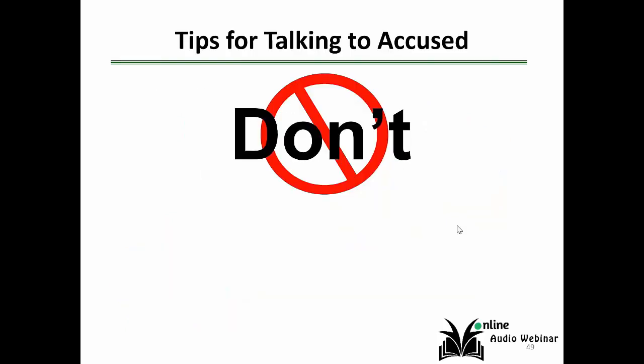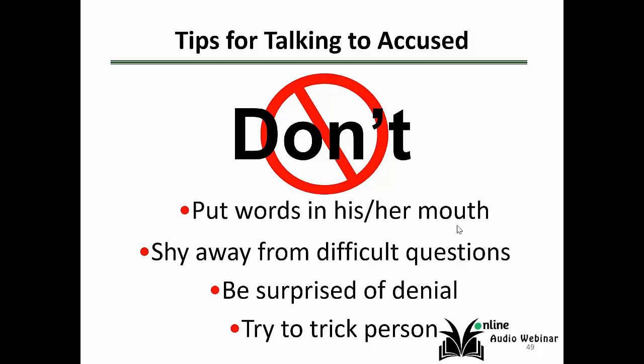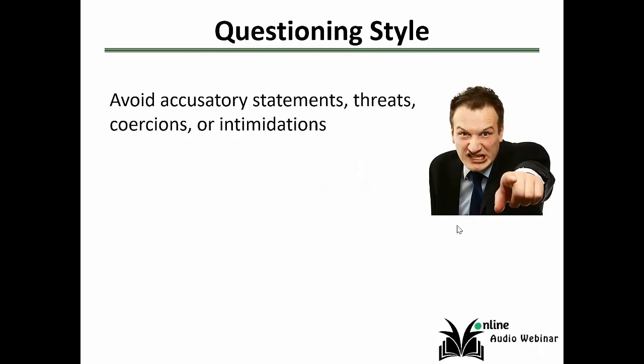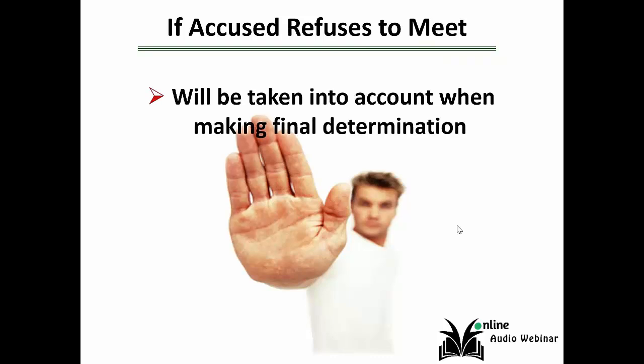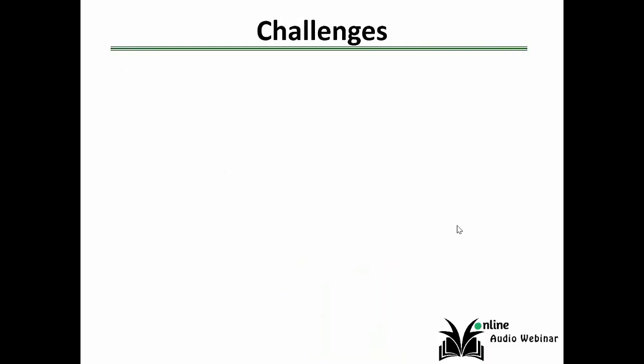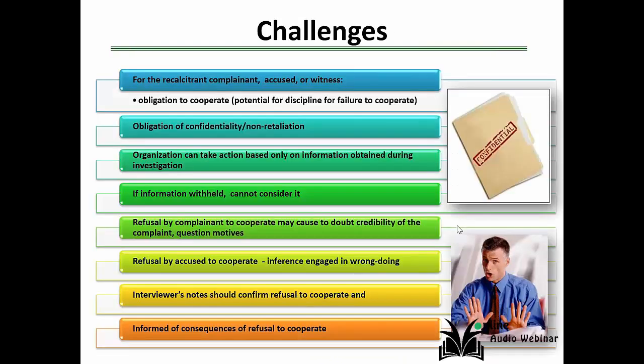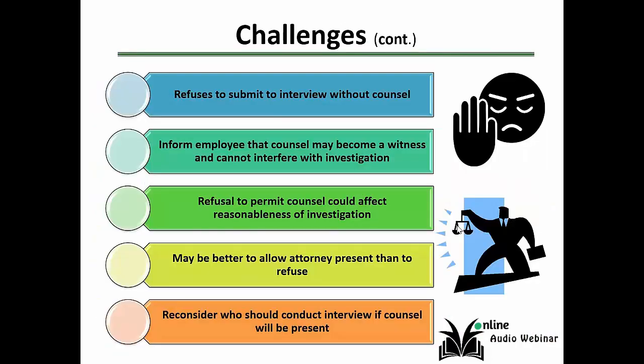Talking to the accused. Now, your questioning style, you want to avoid being accusatory, being intimidating, and if the accused refuses to meet with you, you've got to let them know that this is going to be taken into account when you're making a final determination. So what are some of the challenges and what the consequences will be? You might want to ask whether your attorney wants to do the interview.